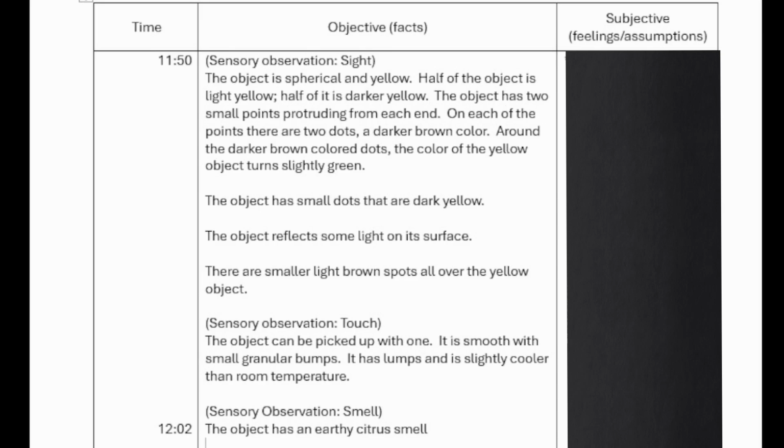And I write, it is smooth with granular bumps. It has lumps and is slightly cooler than the room temperature. So there is my observation of touch. And then finally, I have a sensory observation of smell, and I write the object has an earthy citrus smell. Now, what is it? My mind filled in the blank. I already knew what this object was before they gave it to me.